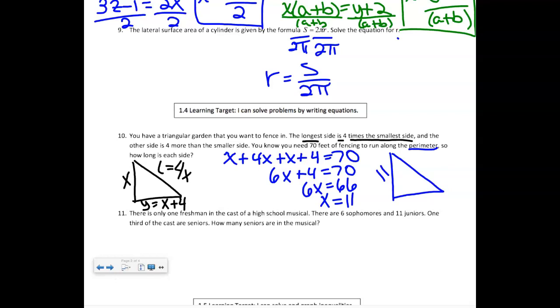So reminder now, I'm going to take this 11 and plug it into each of my sides that I don't know. So for this one here, I'm going to take 11 plus 4, so that means this side is 15. I'm going to plug it into this one, so I really have 4 times 11, so this side is 44. So when you have your test, I would suggest drawing a picture, writing it all out, and then you have to solve for x, and then take that x and plug it in.